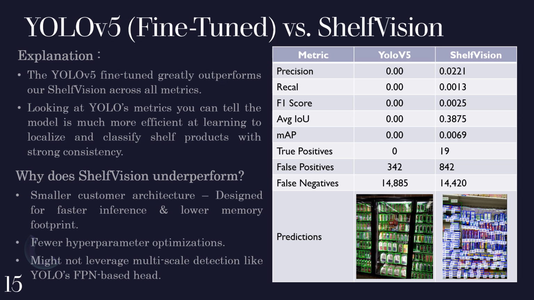Here, we're comparing our model to a fine-tuned version of YOLOv5, trained specifically on the SKU-110K dataset, something that it's weak in. As you can see, YOLO dominates across all metrics. It's learned how to localize and label retail products really effectively, and its predictions are both dense and accurate. ShelfVision falls short because it's a lightweight custom architecture. It's optimized for speed and lower memory use, not maximizing detection power. Plus, we didn't do nearly as much hyperparameter tuning as YOLO, and we're not leveraging features like multi-scale detection. So while our model is improving, it's not quite on the same level yet, and that's expected.